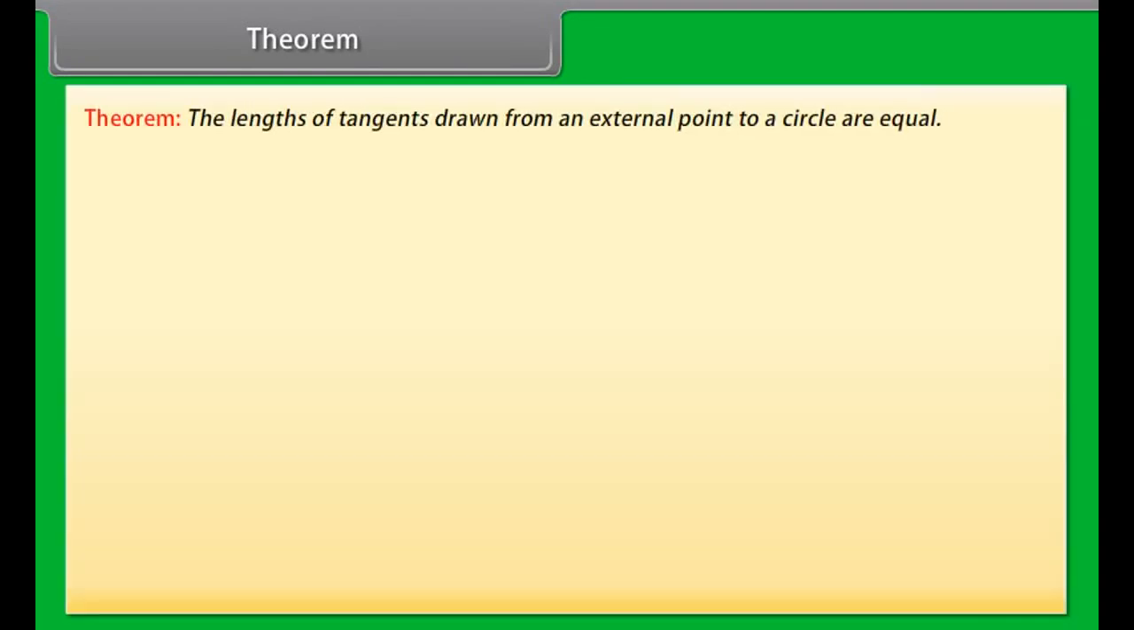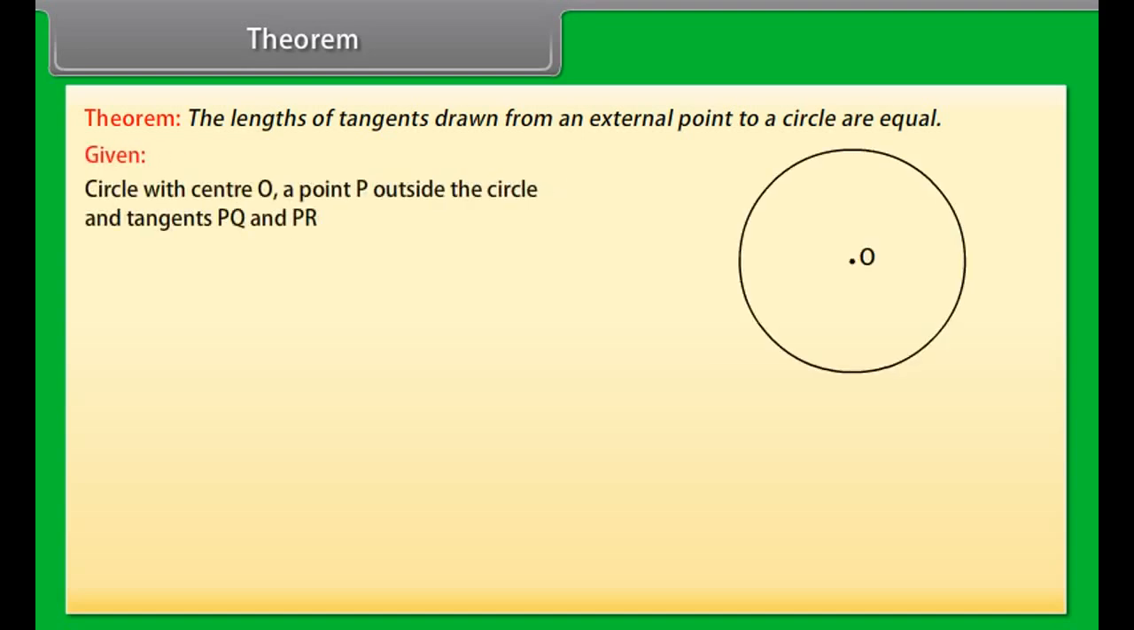Theorem. The lengths of tangents drawn from an external point to a circle are equal. We are given a circle with center O, a point P lying outside the circle, and two tangents PQ and PR on the circle from P. We need to prove that PQ is equal to PR.